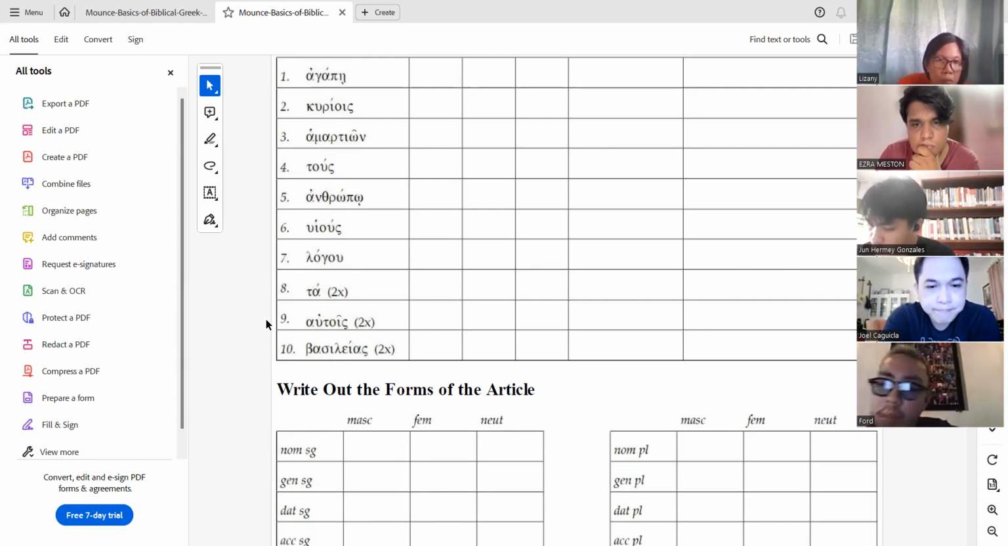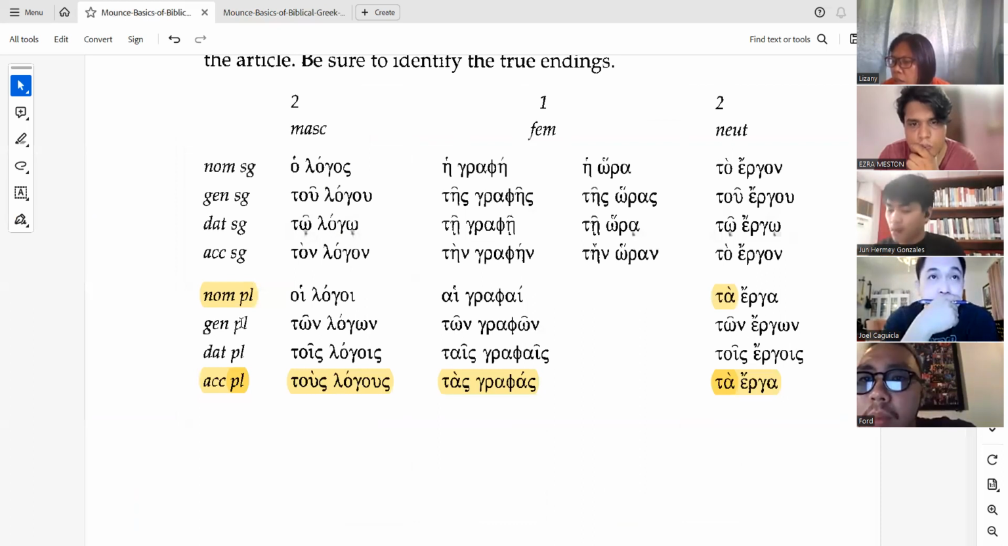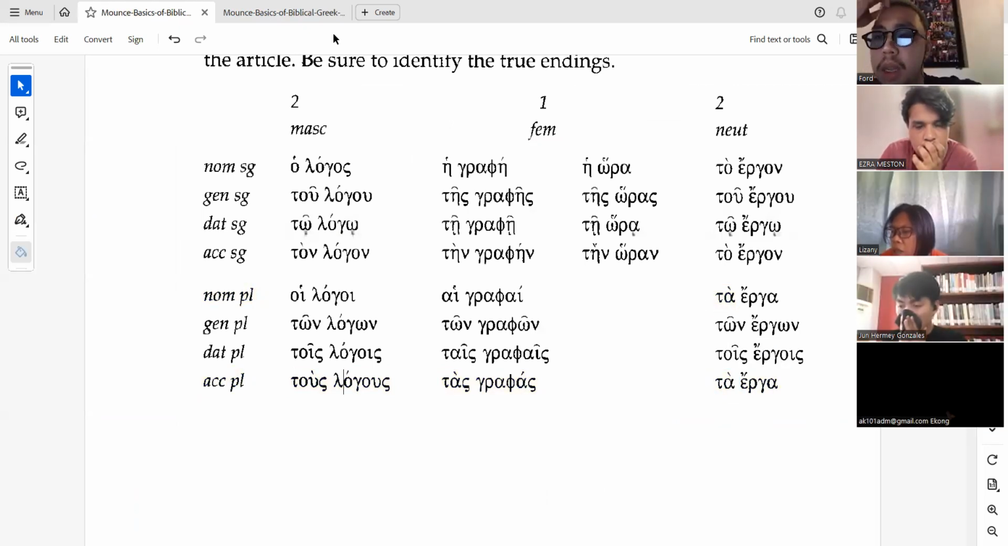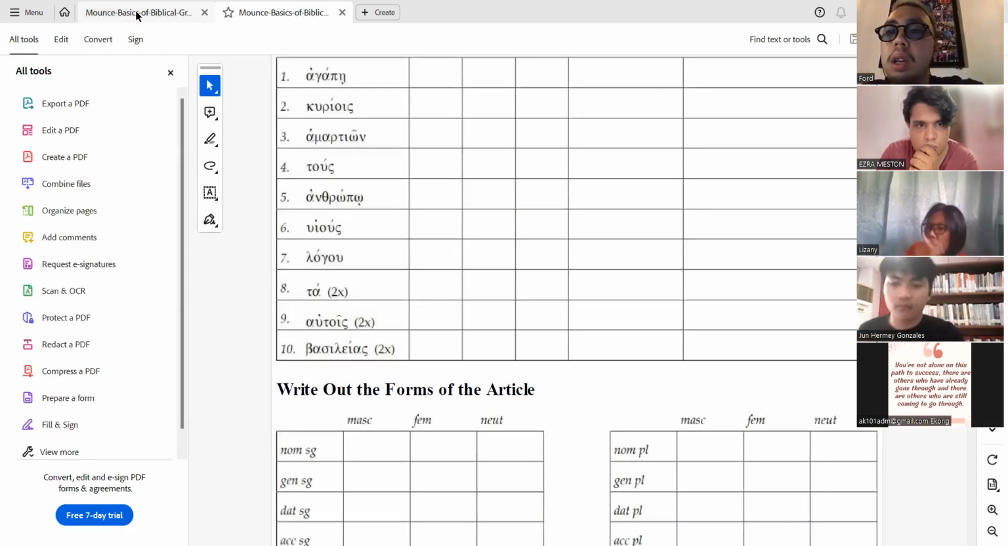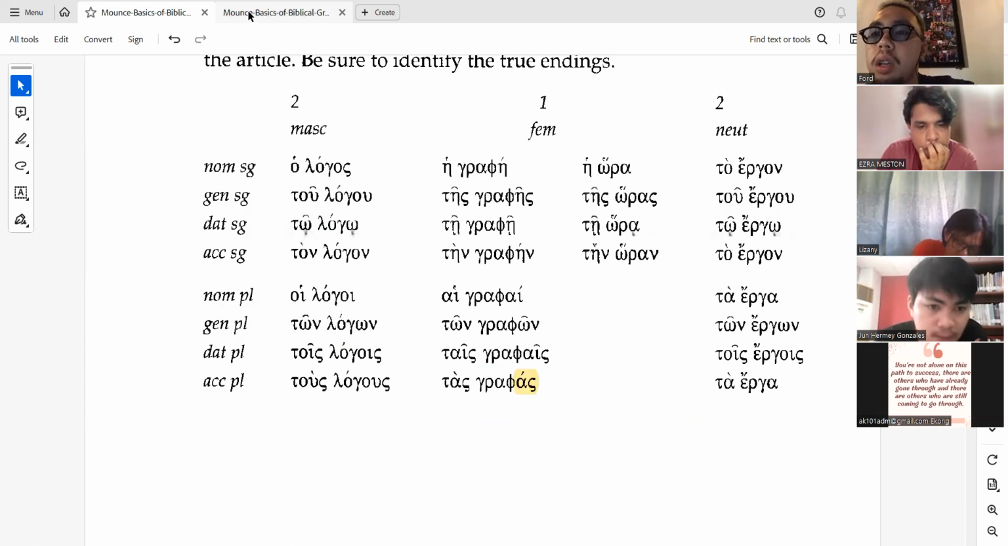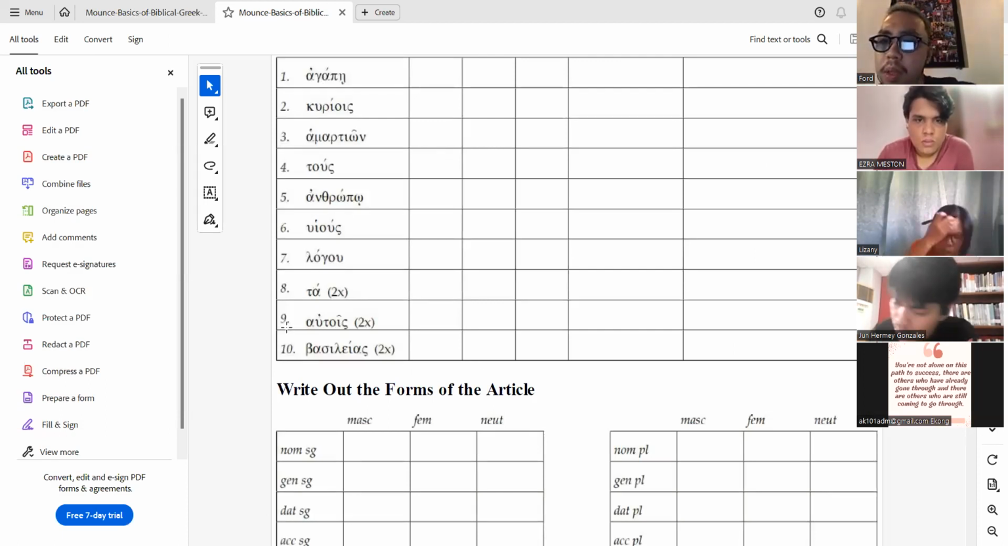Next is Almist. Basileias. Okay, let's go back to the guide. So where is it here? Basileias, accusative plural. This one, right? Accusative, the ending is this one. So it is accusative plural in this category. Accusative plural, and then feminine.